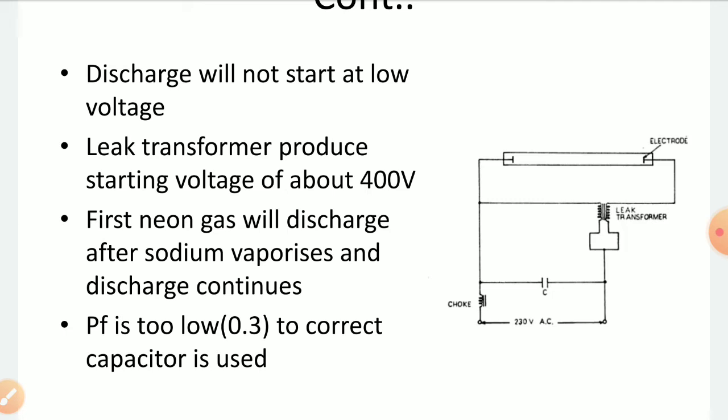So first neon gas will discharge, and after that the sodium vapors discharge continuously. There is neon gas also filled in the tube. So first neon gas will be discharged, then the sodium vapor lamp is also continuous. The power factor is very low in this case, around 0.3.